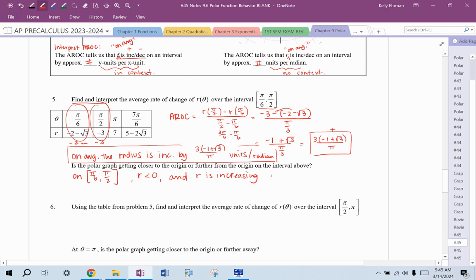So that means that the graph is getting closer to the origin, which is 0, 0.